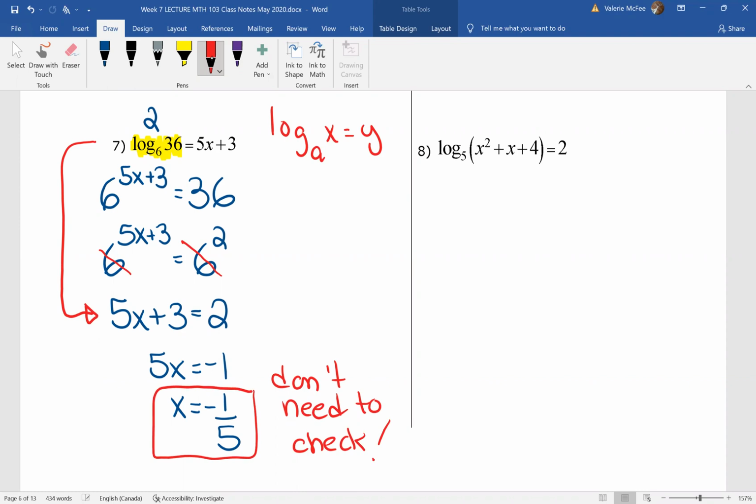I know it's a little bit confusing because x is there, but x is just representing the unknown. It's not representing the y coordinate or the x coordinate. Why don't you try question 8?